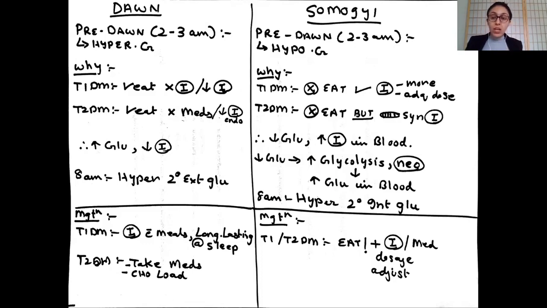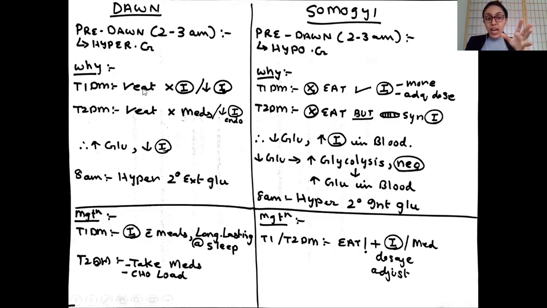Therefore, their GPs will ask the individual to wake up between 2 a.m. to 3 a.m. and test their blood sugar levels, because that will help to differentiate whether the individual is suffering from dawn phenomenon or from Somogyi effect. And depending upon what they are suffering from, their insulin to food ratio will then be adjusted.